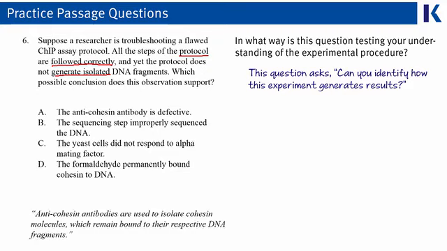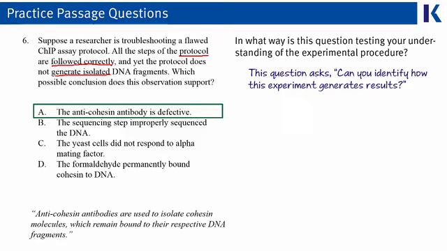Now, this passage tells us that fragments are isolated by binding antibodies to cohesin. And so if we're failing to isolate DNA fragments, it makes sense that the antibody might be the problem. Therefore, letter A is the right answer. It might have been just as easy for you or just as helpful for you to rule out wrong answers. So let's see what we can do here.